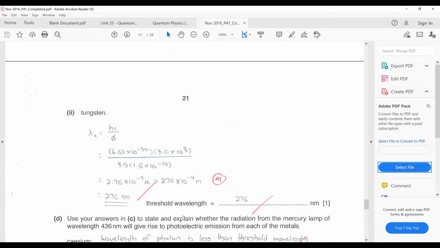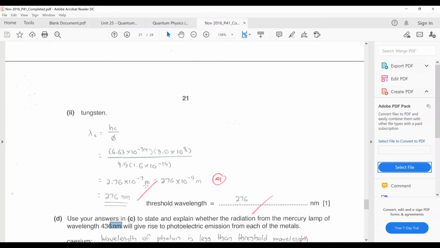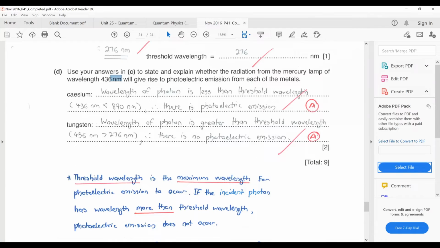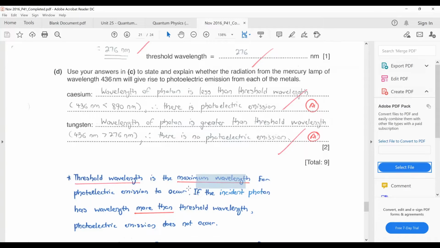Now, the radiation from your mercury lamp has a wavelength of 436 nanometers. For both of the metals that you're shining your EM radiation on, cesium and tungsten, you've already found out their threshold wavelength. The threshold wavelength here, as I mentioned, is the maximum wavelength for photoelectric emission to occur. Anything more than that, there will be no photoelectric emission. But anything less than that, you have photoelectric emission.